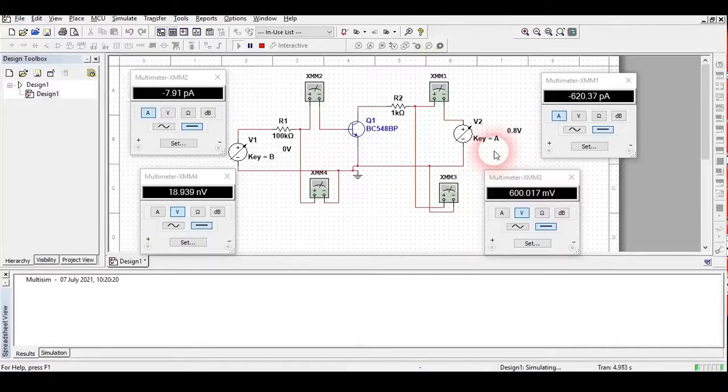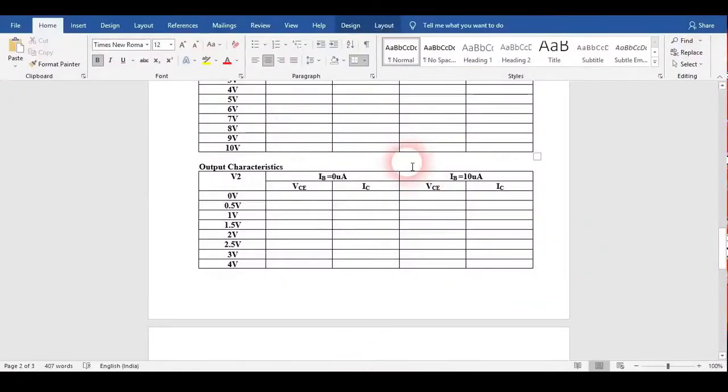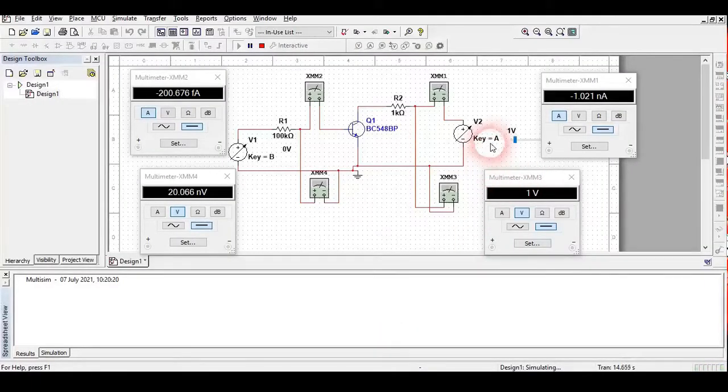I am going to increase this voltage of V2. When this V2 voltage is changed, just see the current IC and the voltage here. This IC current which we need, we are getting, and here we are going to give the values of those IC, and this VCE also we will give the value. Here we are going to change this value.